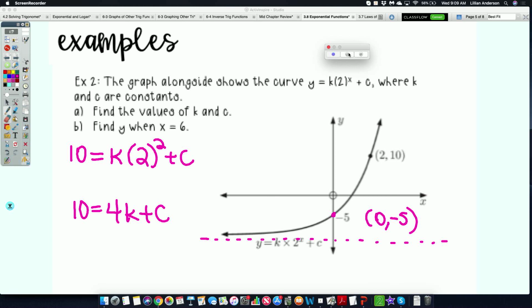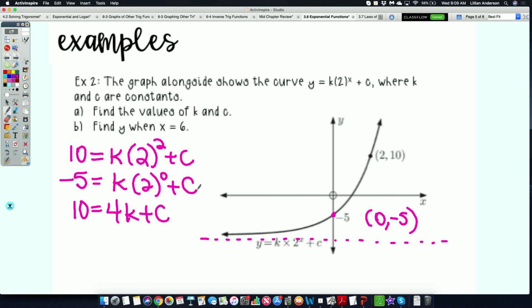But I can use this other point to do the same thing. Plug in -5 for y, 0 for x, and what's 2 to the 0 power? 1. So this becomes -5 equals 1k plus c. What do you have right here?